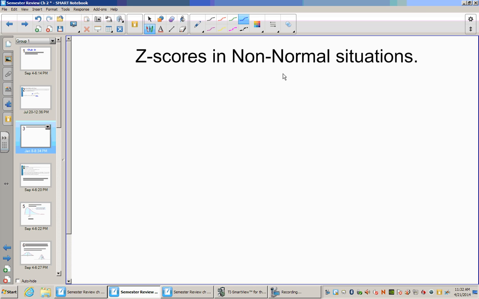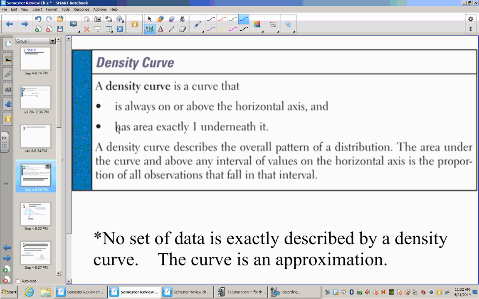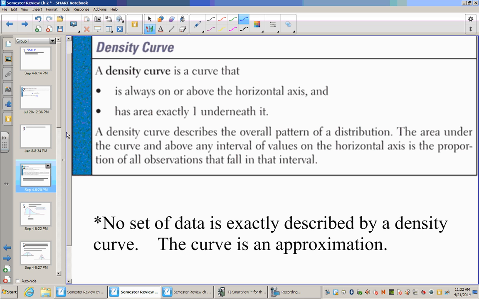Now you can use z-scores in non-normal situations. Say if it's a heavily skewed distribution, you can still find the z-scores. You can't find the percent, but you can find the z-scores. Now, a density curve helps us find percentiles. It's a curve that's always on or above the horizontal axis, and the area underneath it is always 1.